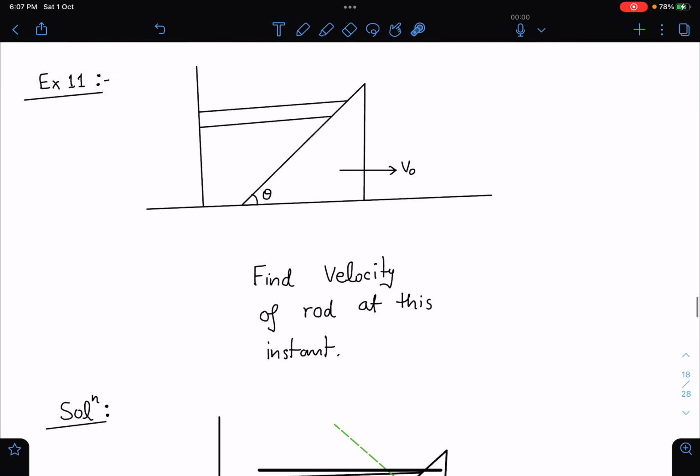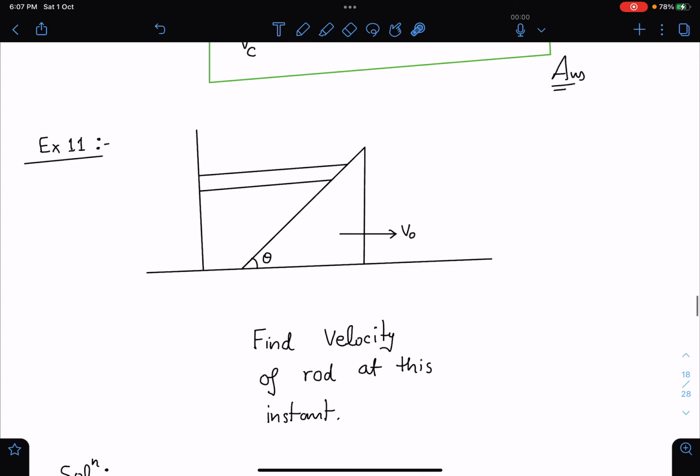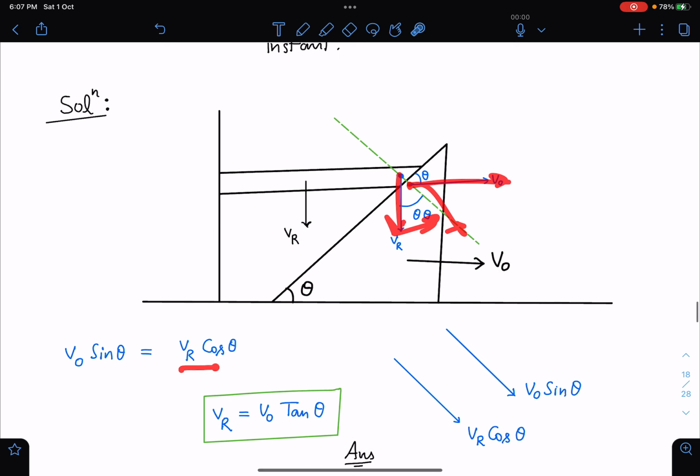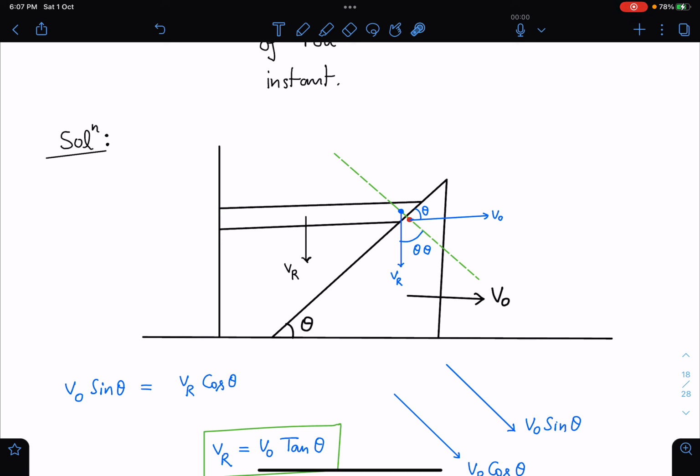All right. Similarly, in this problem we can see angle theta is constant. So here V0, and this will be moving down with VR. So just equate velocity components along the common normal. So this is V0 and this is VR. So VR cos theta should be equal to V0 sin theta. So VR is equal to V0 tan theta. Directly we can write.